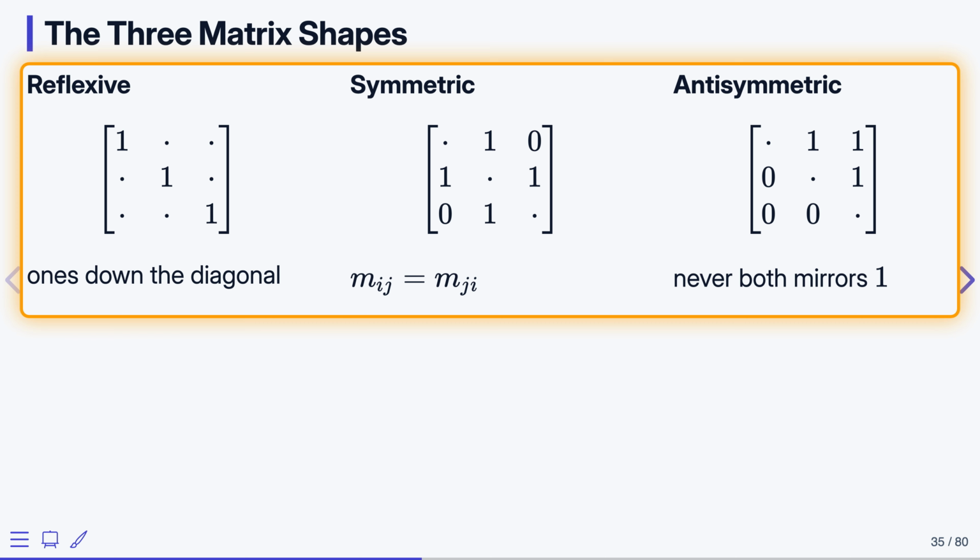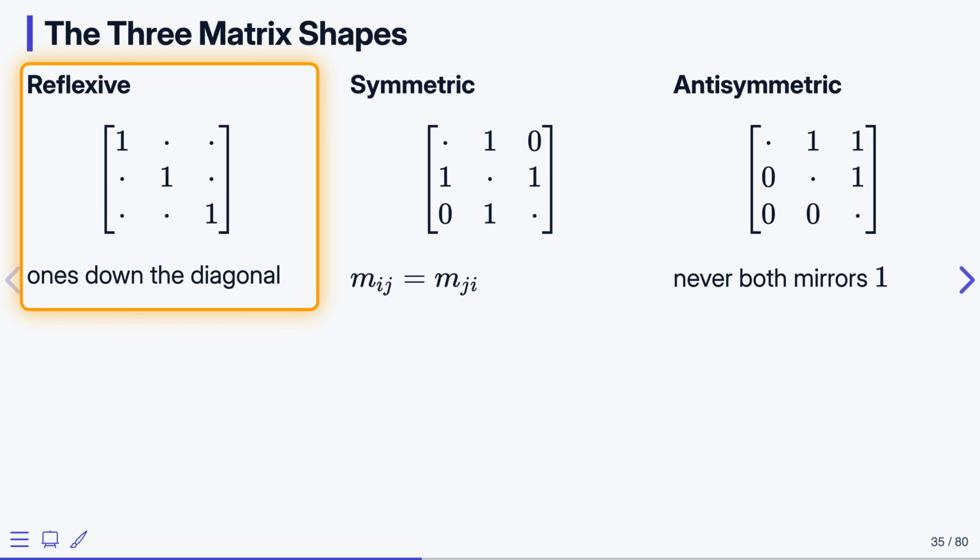These are the 3 shapes, side by side. A dot means the entry does not matter. The first matrix is reflexive. Look at the diagonal. Every entry on it is 1. The rest of the grid can be anything.